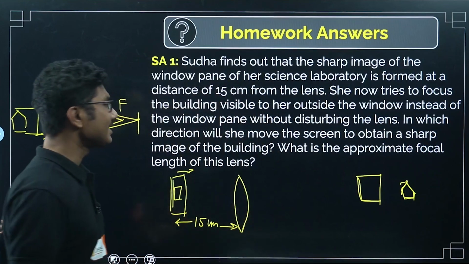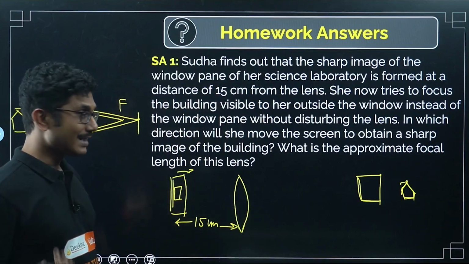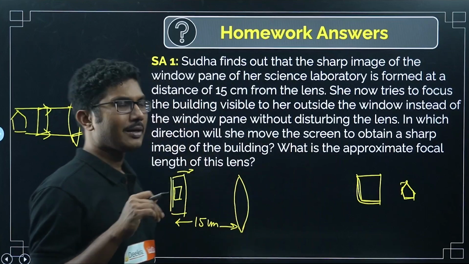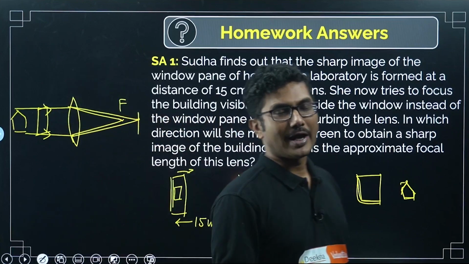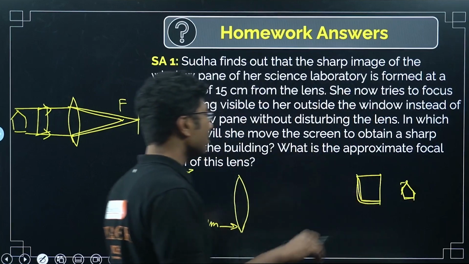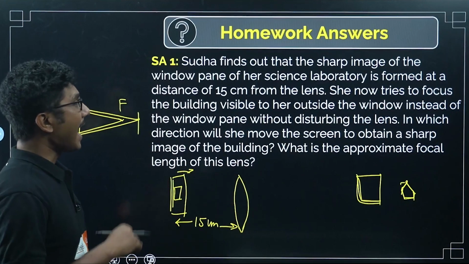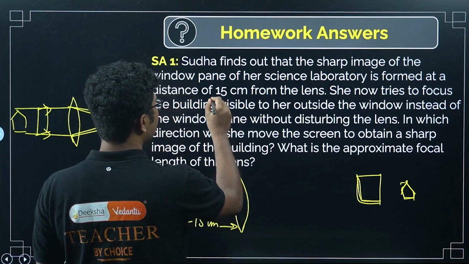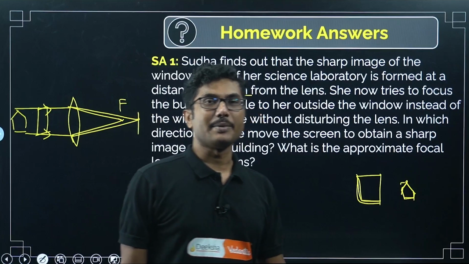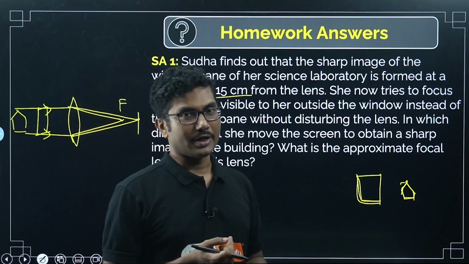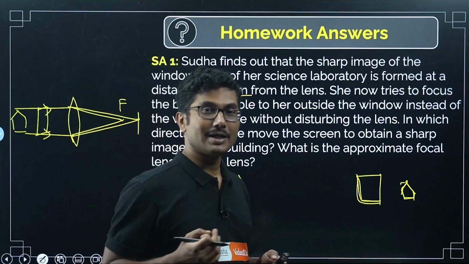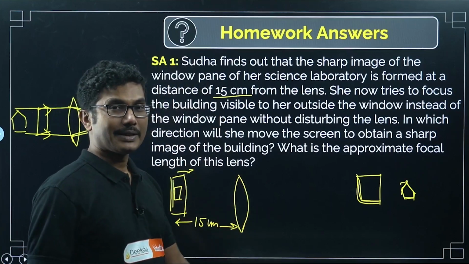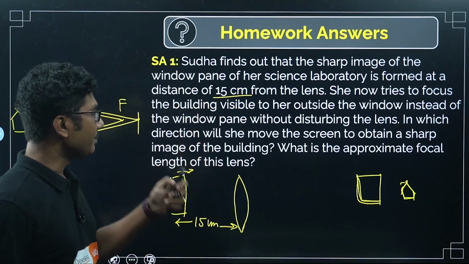And this window pane itself was very far away. The window pane is not a very close object; it is at least 5-10 meters away from the lens. So you can consider it a distant object too, and the approximated value of the focal length is 15 centimeter. Since they have asked for the approximated value of the focal length, you can use this method, and the approximated focal length is 15 centimeter.